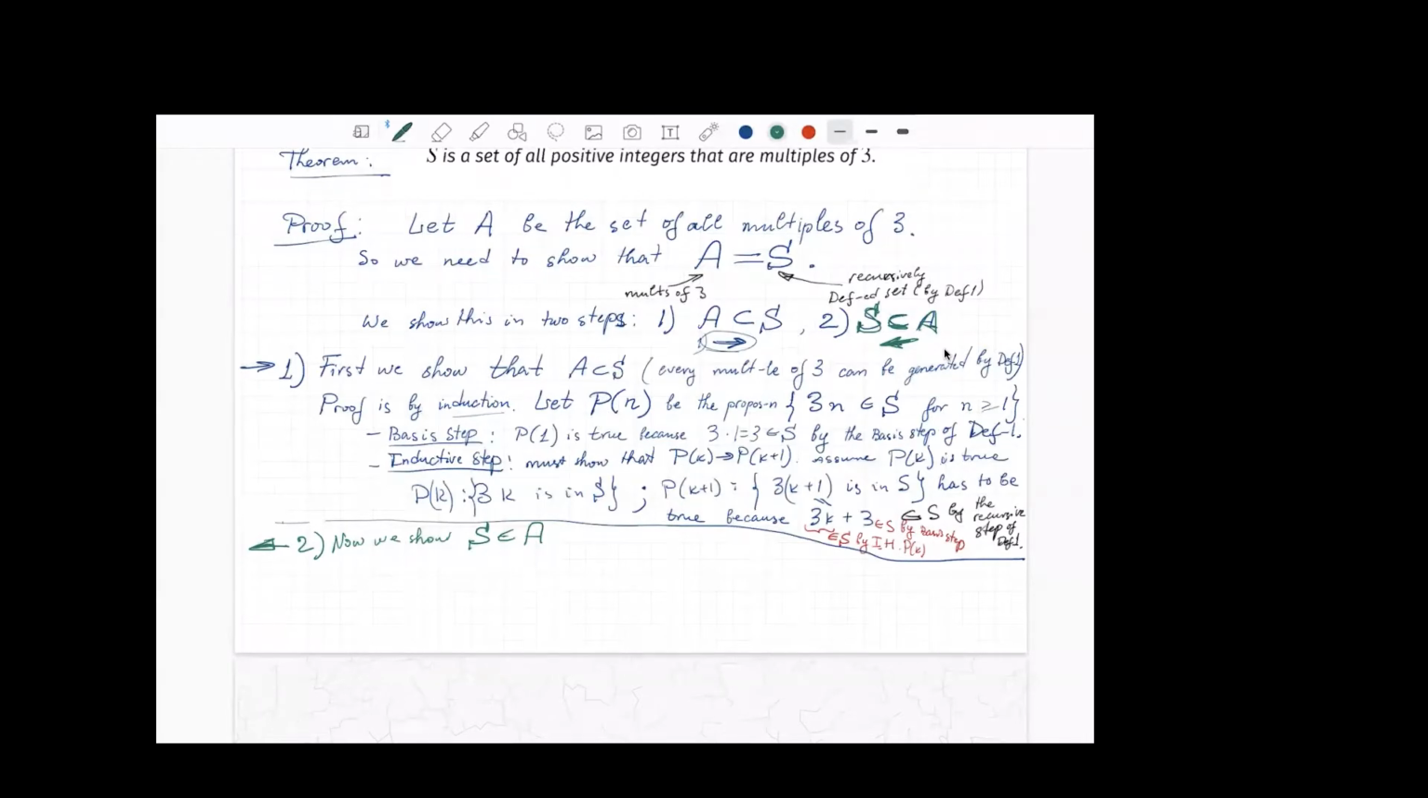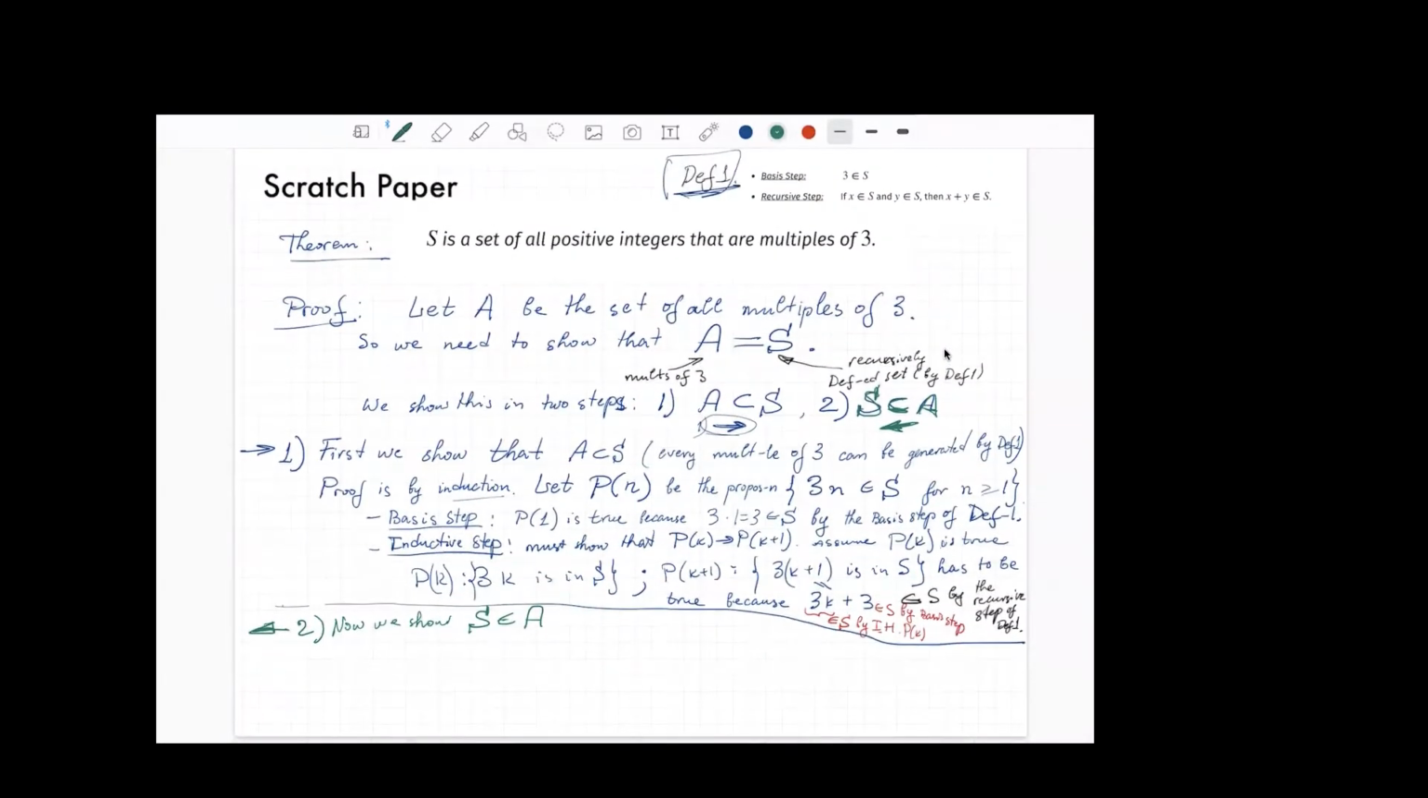What do I do here? Don't use induction here. What I essentially want to claim is that anything that this definition generates is a multiple of 3. Is it clear what we're doing? These are completely different proofs. Now we're proving the converse of what we proved in part 1. In part 1, we said that every multiple of 3 can be generated by the recursive definition. Here, we're proving the converse: if something can be generated by the recursive definition, then it's going to be a multiple of 3.